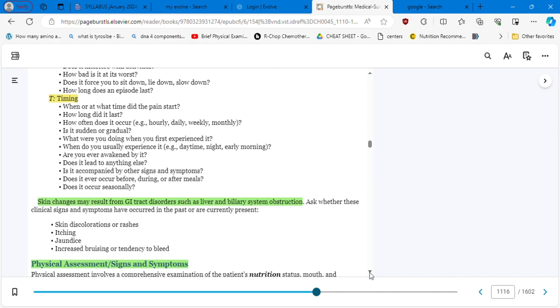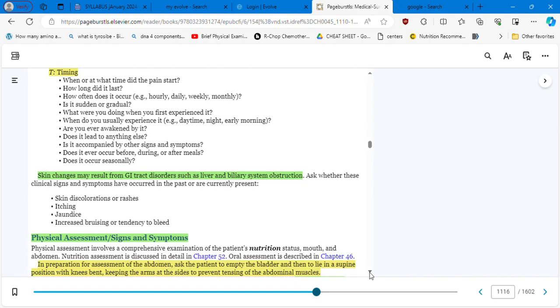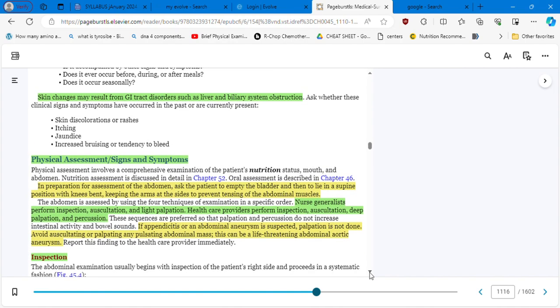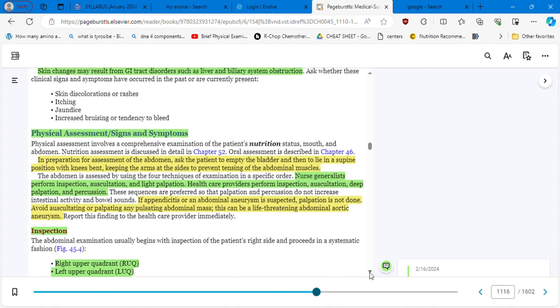We already know, by the origin and the genetics of the patient, we are going to define the nutritional habits, and many things can be described by the pattern of the bowel movement. Physical assessment, signs and symptoms: in preparation for assessment of the abdomen.